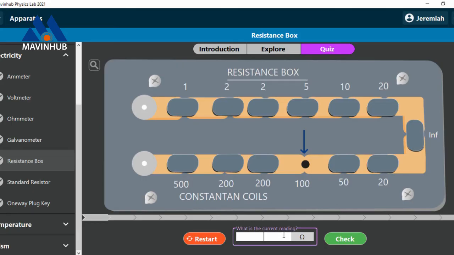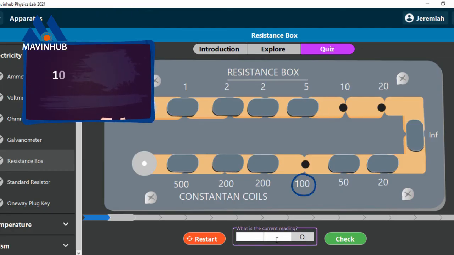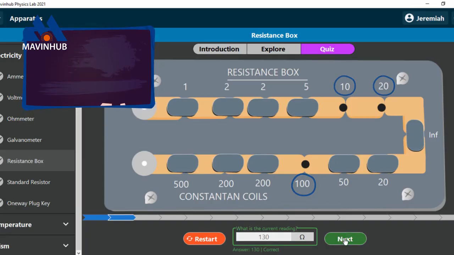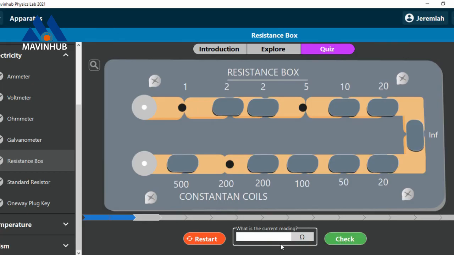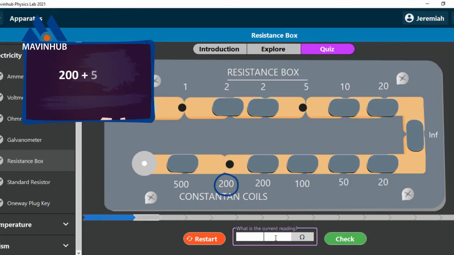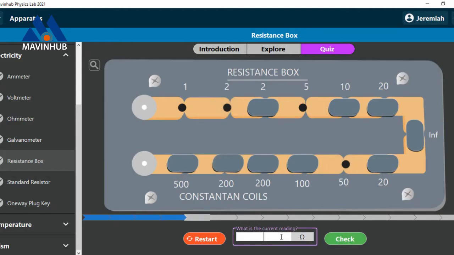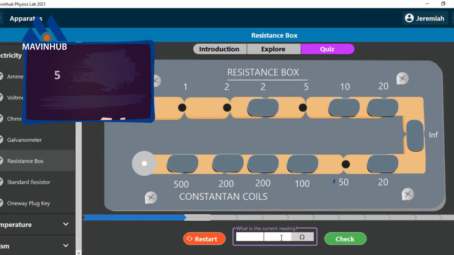The reading of this resistance box is 100 ohms. Correct. Next. The reading of this resistance box is 100 plus 20 plus 10, which equals 130 ohms. The reading of this resistance box is 200 plus 5 plus 1, which equals 206 ohms. The reading of this resistance box is 50 plus 5 plus 2 plus 1, which equals 58 ohms.